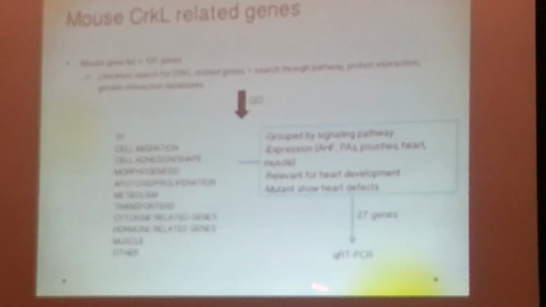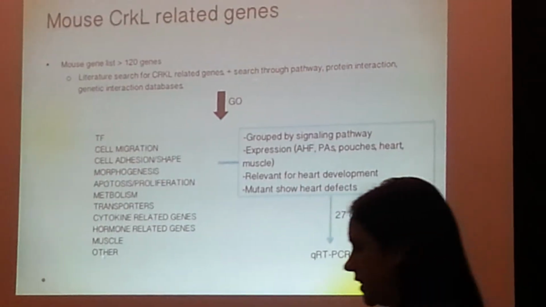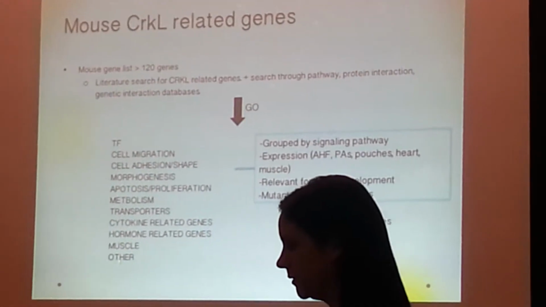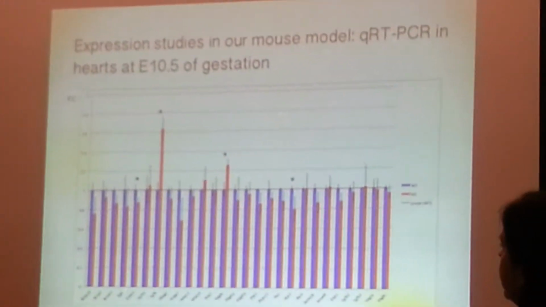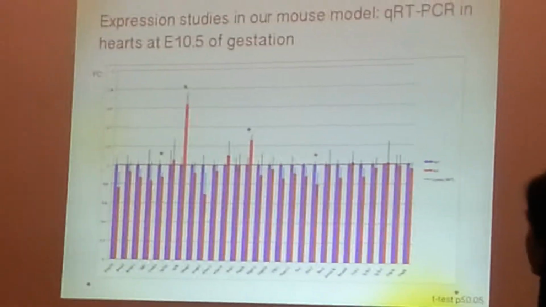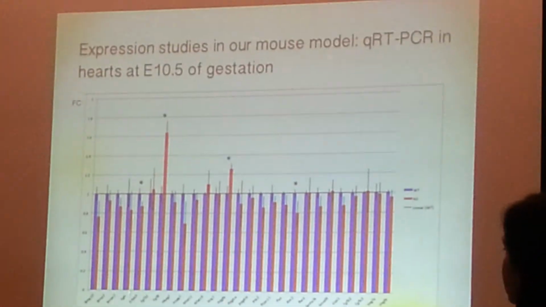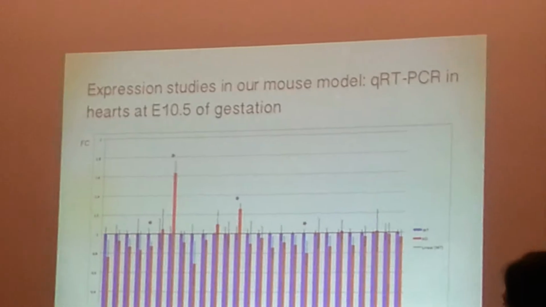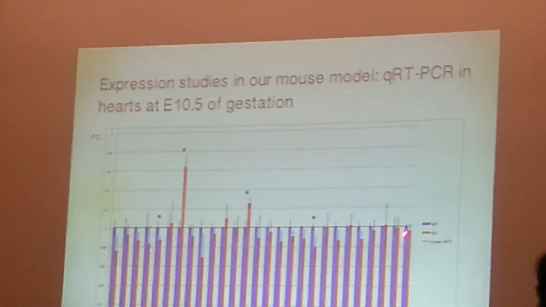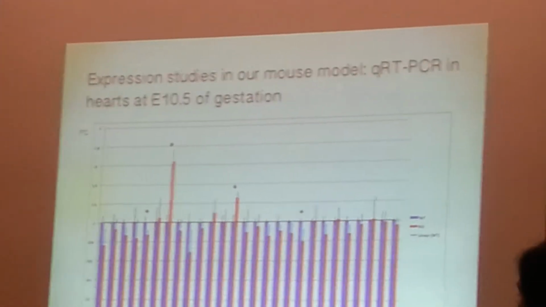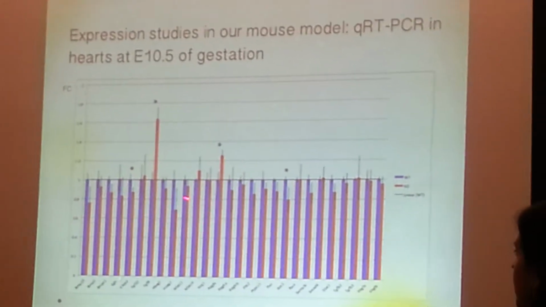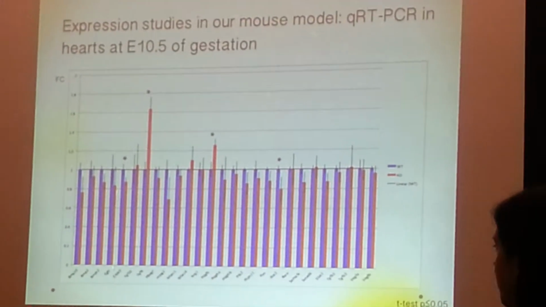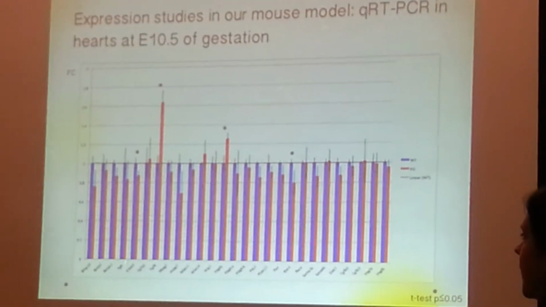From here, I took a little more than that, about 30 genes, and ran a quantitative RT-PCR. These expression studies were at embryonic day 10.5 of gestation. The wild type is the blue columns and the knockouts are in orange. Overall, the knockouts are slightly downregulated. All these genes that you will not be able to read are important for cardiac development.